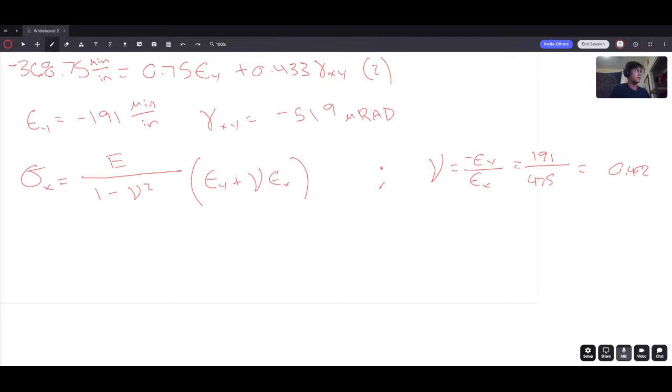Modulus of elasticity, look it up in the textbook for AISI 1302 steel. I looked it up earlier, and it came out to be 28,000 KSI. All right. So now we'll just plug in our values. 28,000 KSI over 1 minus.